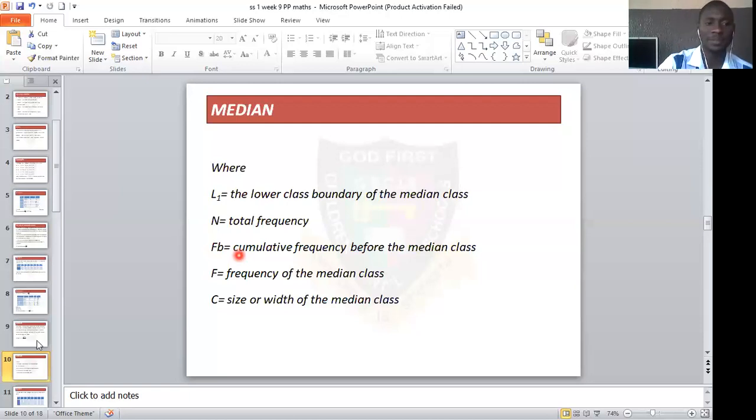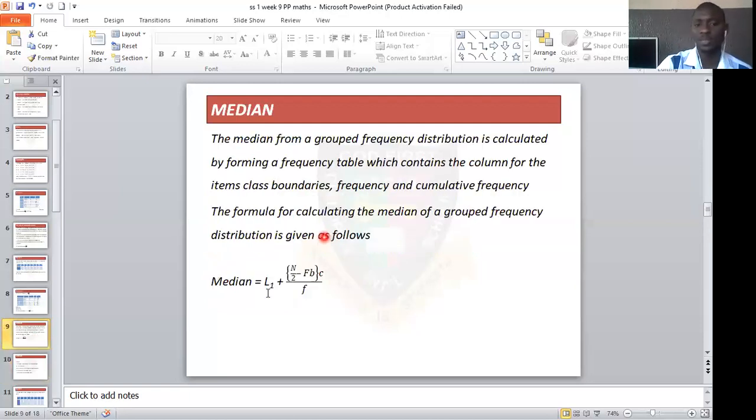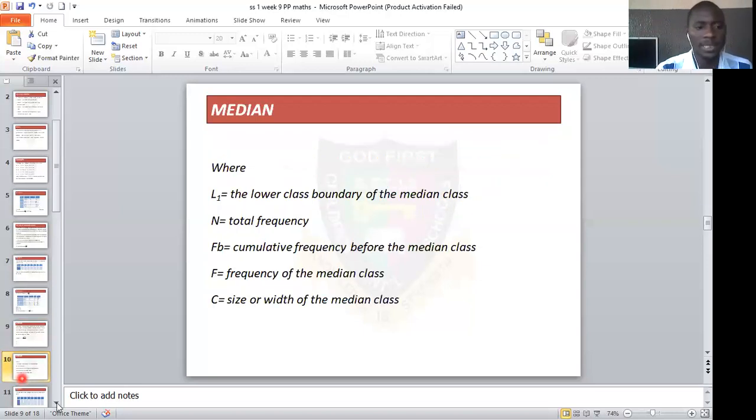So let's take it again from the formula given in the notes. L1 is the lower class boundary of the median class. N is the total frequency of the collection of data. FB is the cumulative frequency of the class immediately before the median class. While F is the frequency of the median class and C is the width. So when you have a class interval of 10 to 19, the width of the class is 10: 10, 11, 12, 13, 14, 15, 16, 17, 18, 19. That is 10 is the class width.